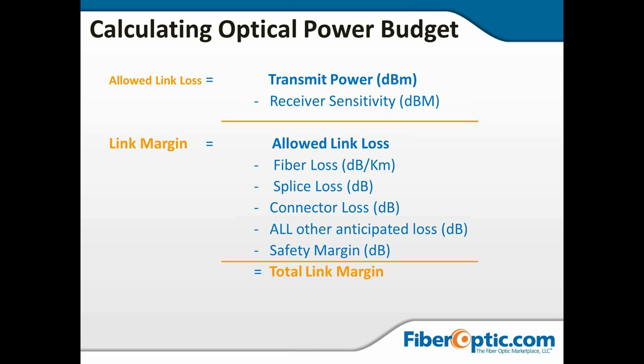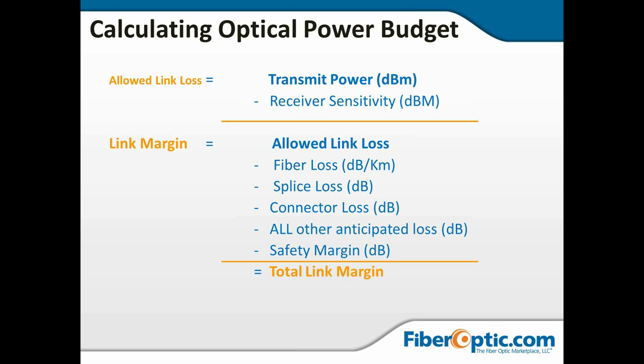Then we have to look at our link margin, all of the things we talked about on the previous slide: our fiber, our splice losses, our connector losses, other anticipated losses, everything we can think of, and a safety margin. We're going to total up our link margin. If that link margin is less than the power budget based on transmit power and receiver sensitivity, then the link should work. If that link margin is greater than the power budget, then the system will never function.